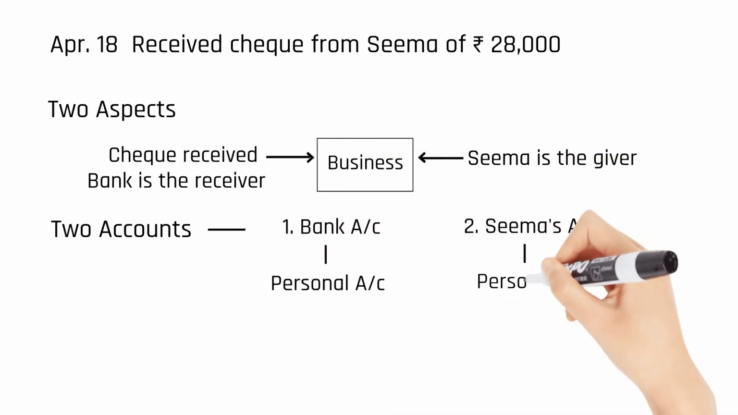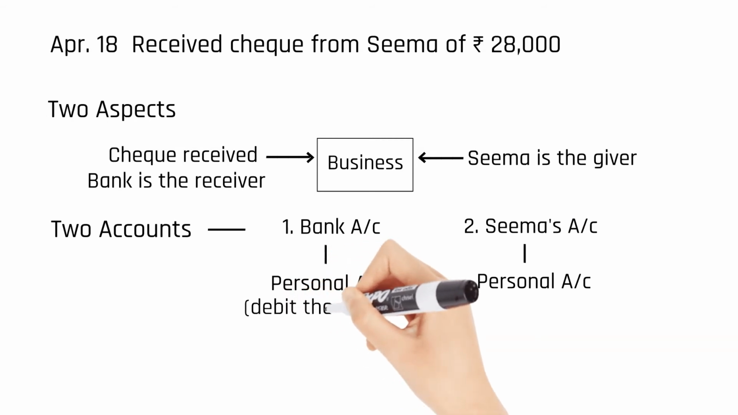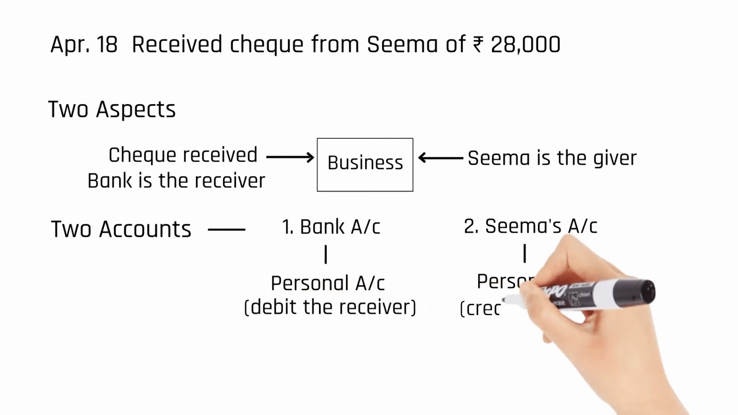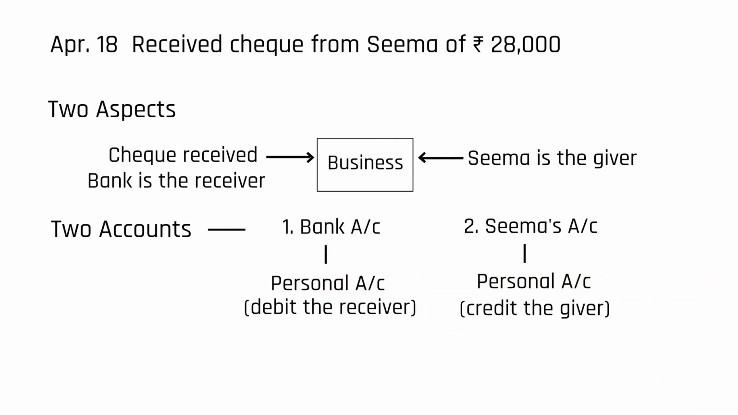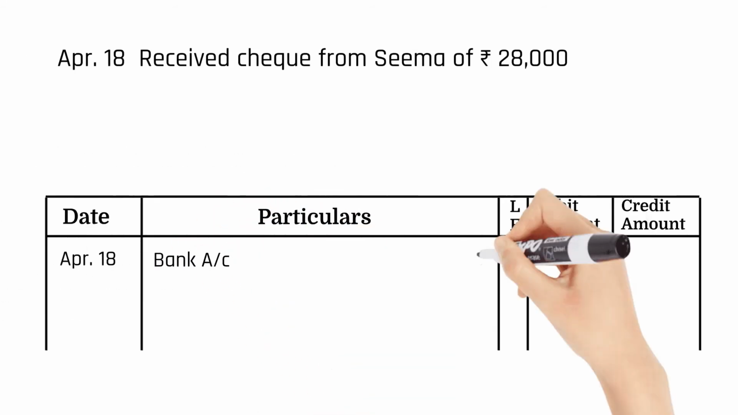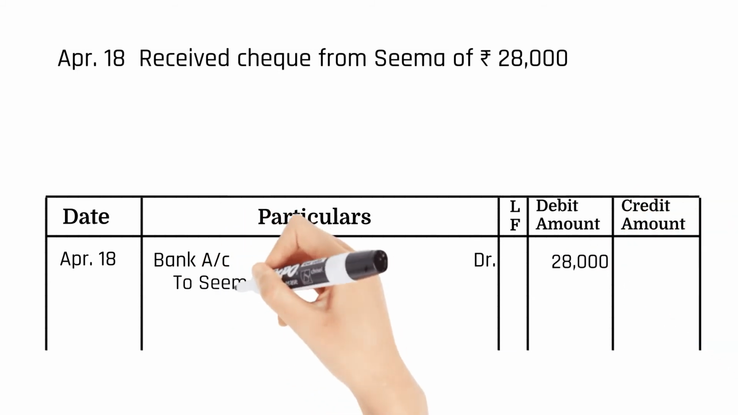Rules of personal account are debit the receiver, credit the giver. Here the bank is the receiver and SEMA is the giver. So the entry becomes: bank account debit to SEMA's account 28,000, being check received from SEMA.